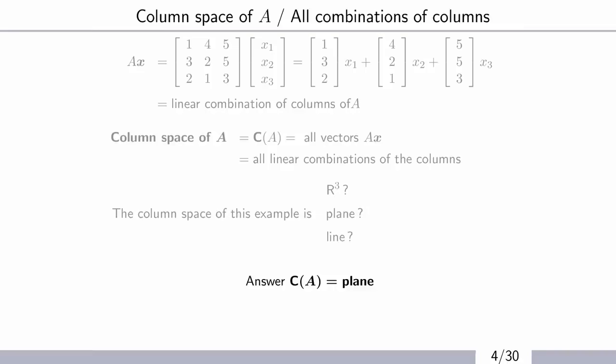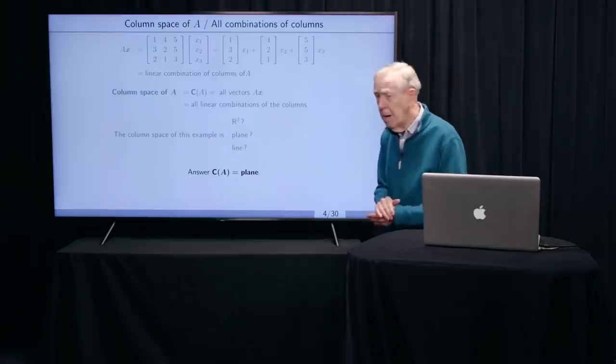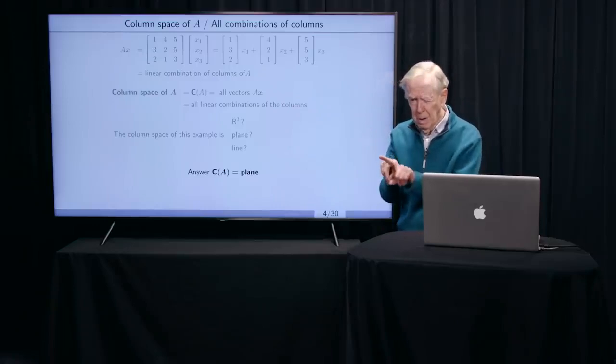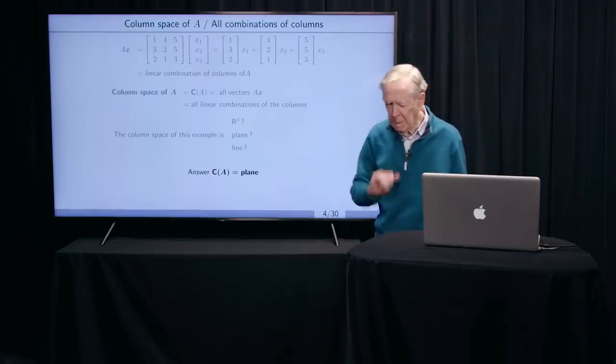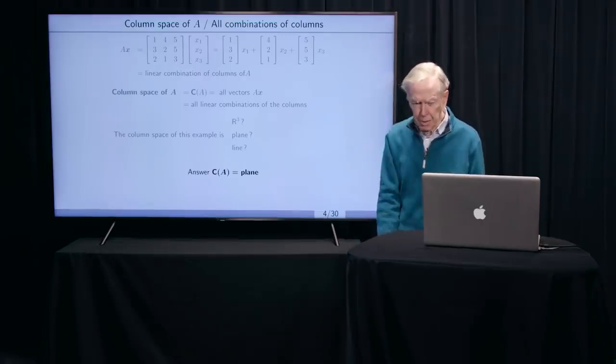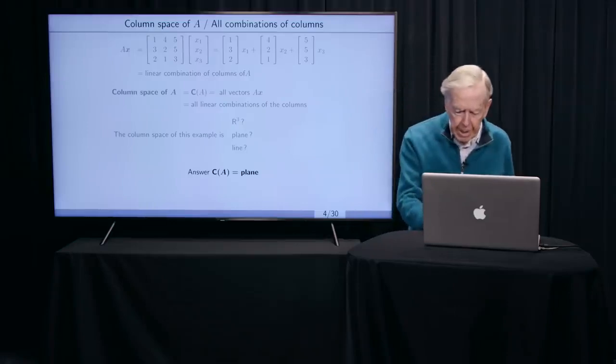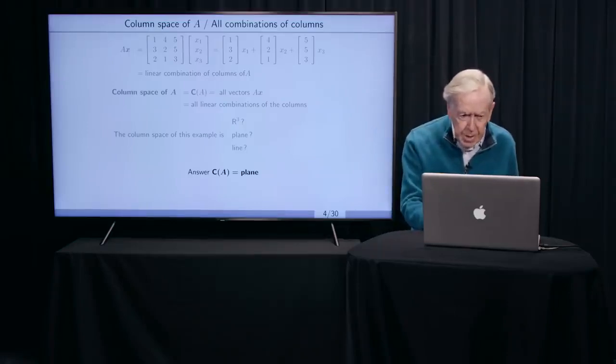That's a good thing about this subject. The answer is a plane because I have two different lines that meet at 0, and when I fill in between them, I have a flat plane. I don't go in the third direction. Good. So that's the column space for this matrix.